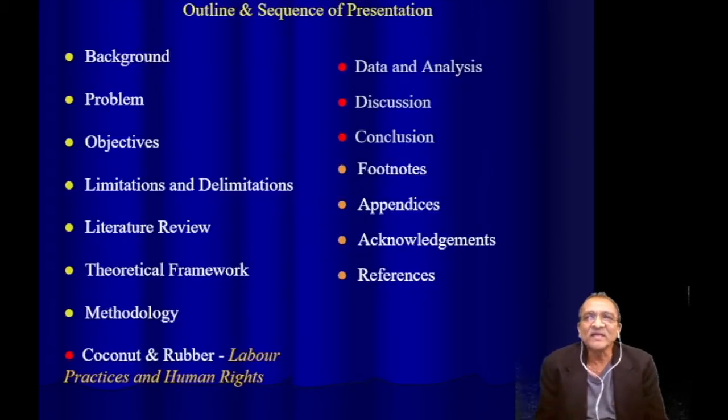So this is the outline and sequence of my presentation. It's subdivided into many categories: objectives, limitations, literature review, theoretical framework, methodology, and so on. But I am going to focus only on the items that are bulleted in red: coconut and rubber, data and analysis, discussion, and conclusion. And I'm going to stick to the theme of the conference, which is labor practices and human rights.